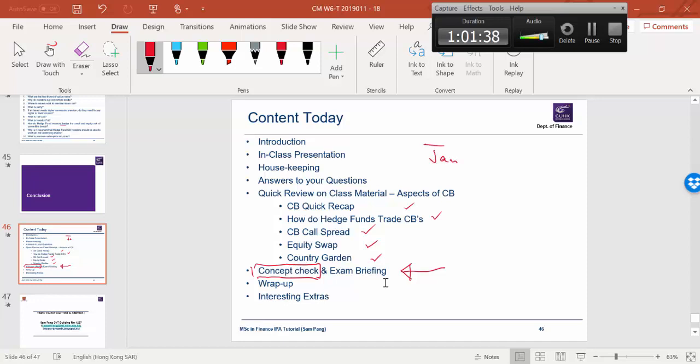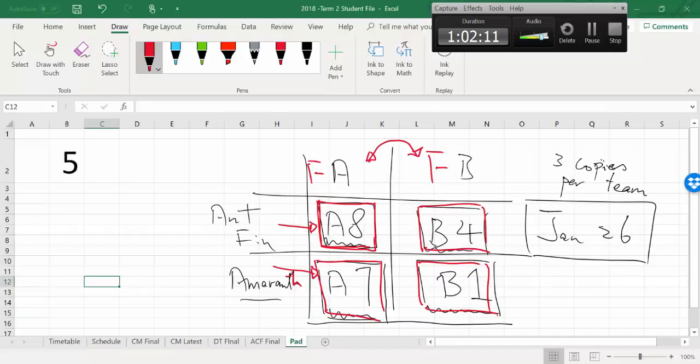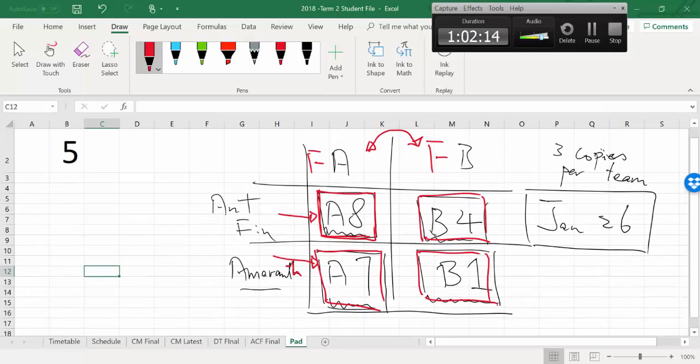So tomorrow will be the first time with Christopher Lee. Next week will be the midterm, starting 10 a.m. I will confirm the venue with you shortly, okay? And Jan 26 is when we start the presentations and the cases. The first two cases will be Ant Financial and Amaranth Advisors. Everybody will take a quiz, and 2 teams or 4 teams will be presenting.